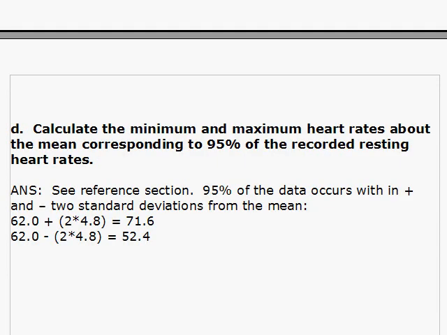And now you do the same thing looking for 95% about the mean. And 95% lies between the mean minus 2 standard deviations to the mean plus 2 standard deviations. And if you forget that, you can add those numbers up that are given in the reference section. So when I subtract 2 standard deviations, I get a heart rate of 52.4. When I add the 2 standard deviations, I get a heart rate of 71.6.